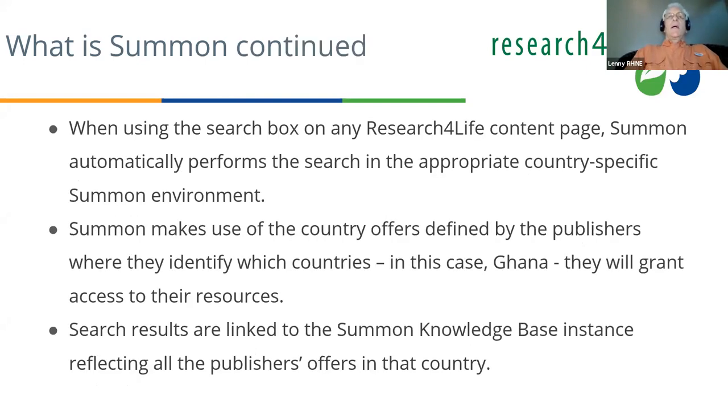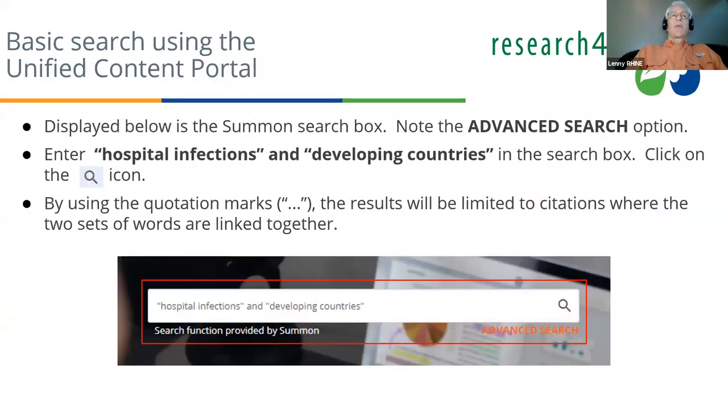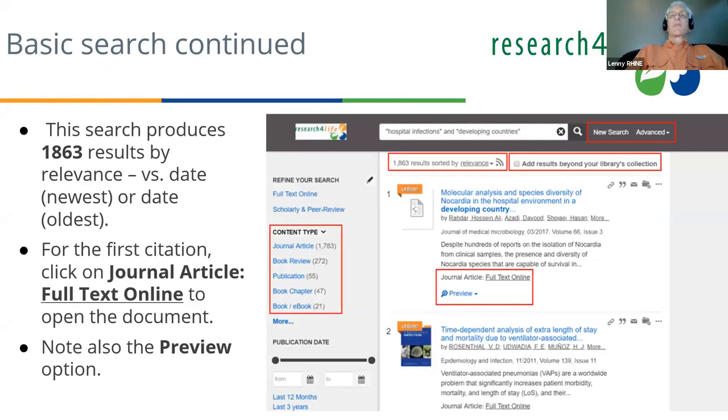Okay, it automatically, this is what's telling you, Summon performs the search in the country-specific environment. In other words, country offer defined by the publishers where they identify with the country, in this case, Ghana, as I showed you before, what they will grant access to. Okay, so again, the two ways to get into Summon are using the search box from the initial content portal page, all three of them will have it, or clicking on the magnifying glass. Very briefly, we've done a search for "hospital infections" in "developing countries." I put them in quotes, to limit it to more precise information. And let's see what kind of results we got.